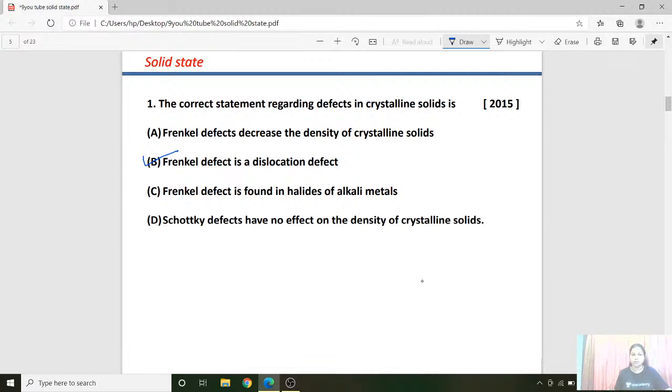Schottky defects have no effect on the density. It's not possible, because in Schottky defect, the cations and the anions are missing from the lattice site. That means there is a decrease in the density. So the only possible answer would be option B. Frenkel defect is a dislocation defect.